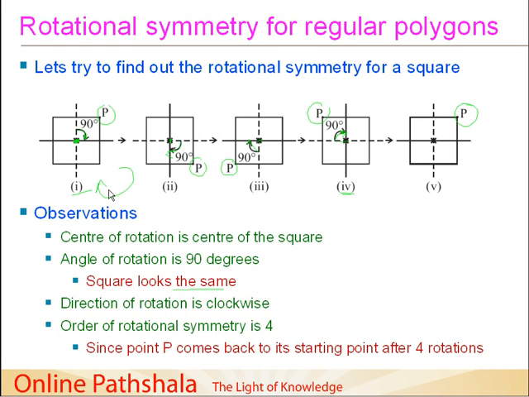Okay, and we say that the order of rotational symmetry is 4. This we say because the point P comes back to its starting point after 4 rotations. If you see, I rotate this object 4 times, then only P comes back to its starting position. So it simply implies how many times can I rotate the object before it comes to its original position and still it looks the same. Okay, so this is a quick introduction to rotational symmetry and how we find out rotational symmetry for a regular polygon, that is a square.